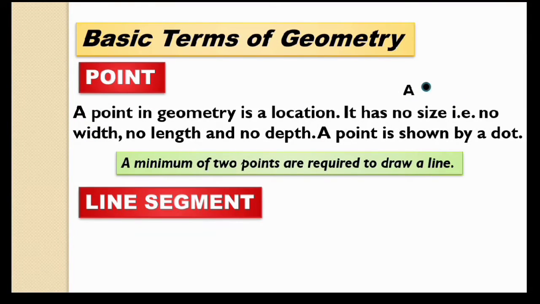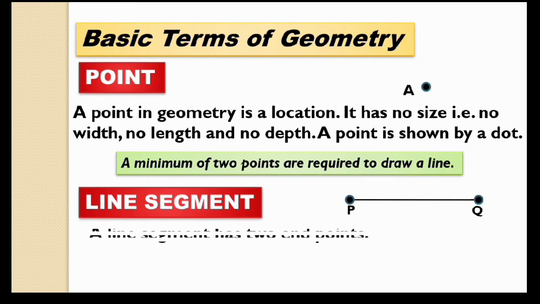Let's see what is a line segment. This figure is showing a line segment. PQ is a line segment. A line segment has two end points. In this diagram, you can see P and Q are two end points. It means you cannot extend this line from both the sides.